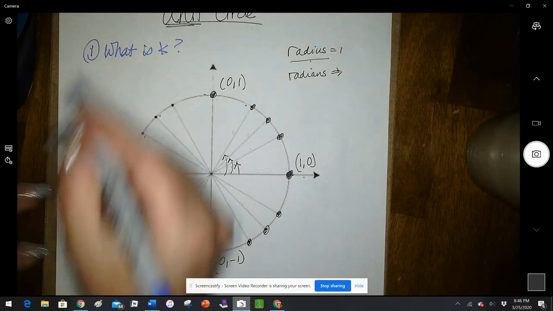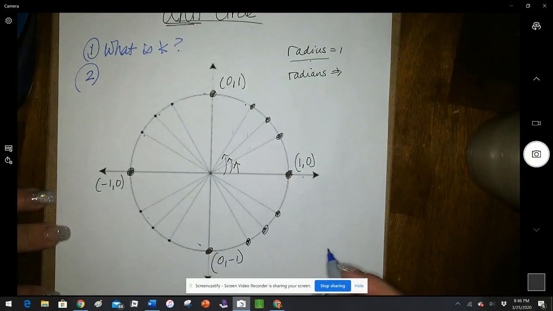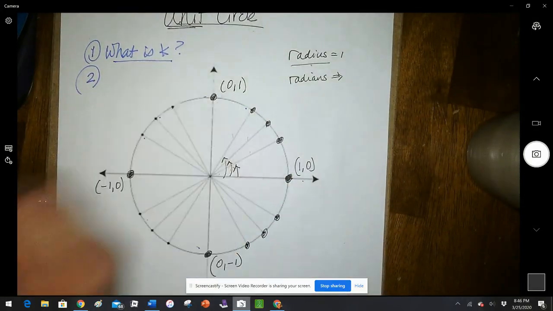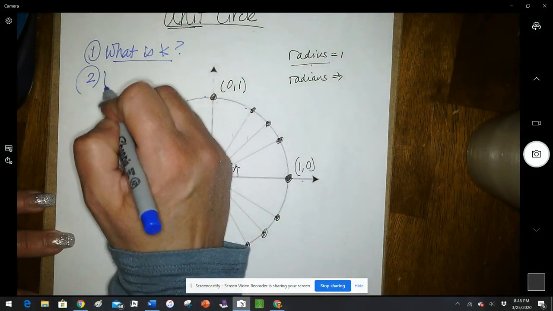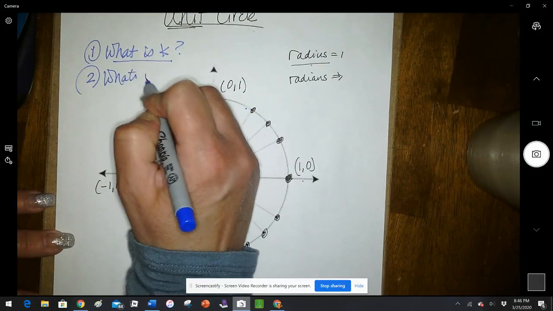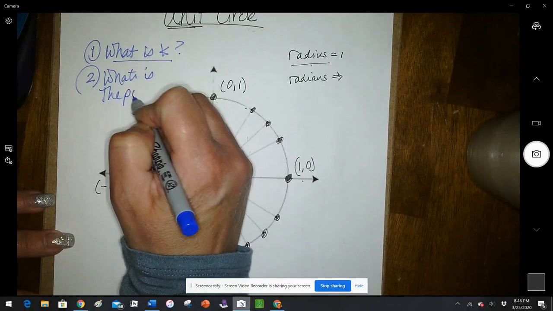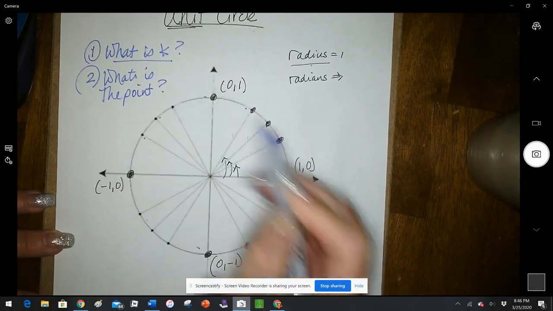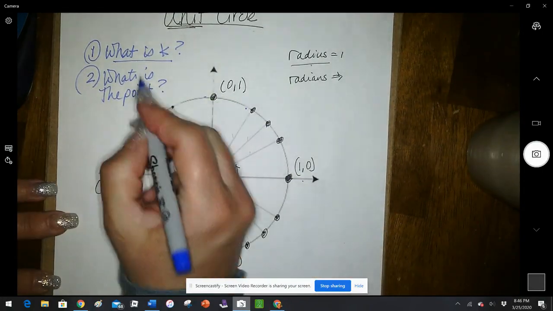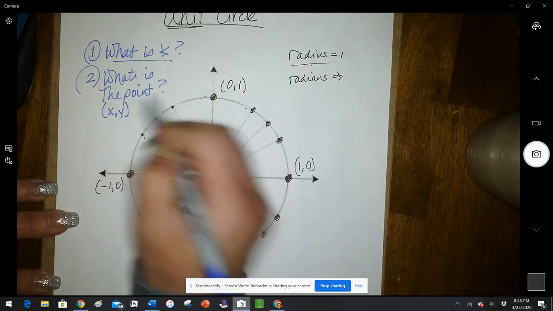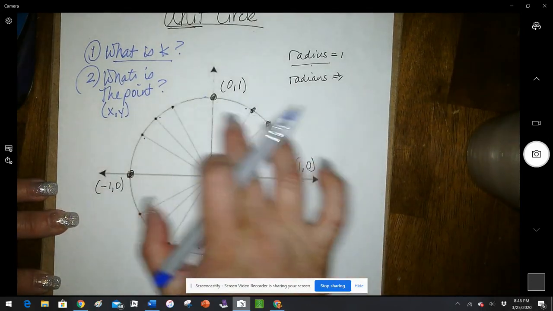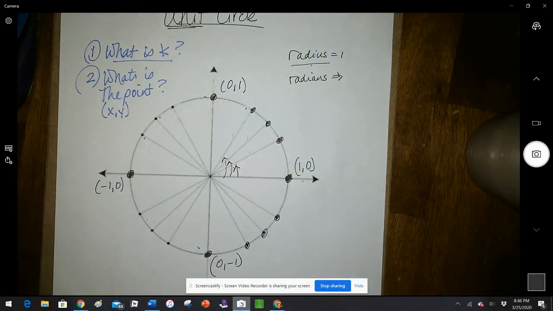And then the second question that we're going to be figuring out today is, okay, well, if we know what the angle measure is, what is the point? What is the coordinate point? Not what's the point of what we're doing, but what is the coordinate point that matches each one of these little dots that go around our circle, okay? So let's go ahead and get started.